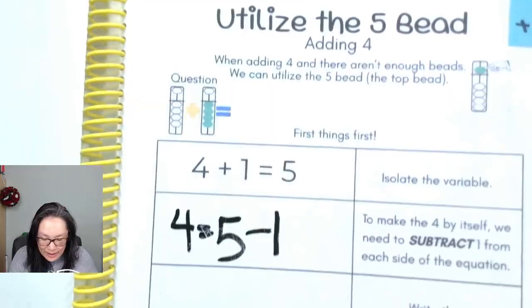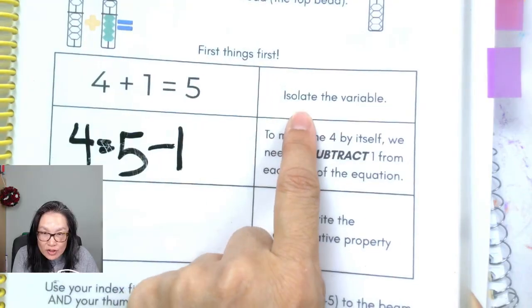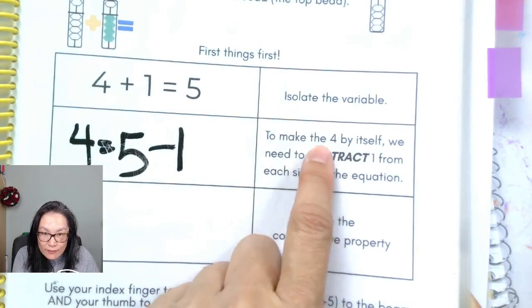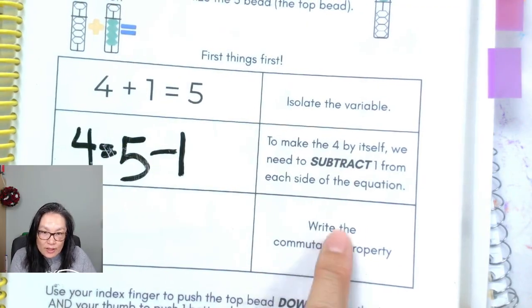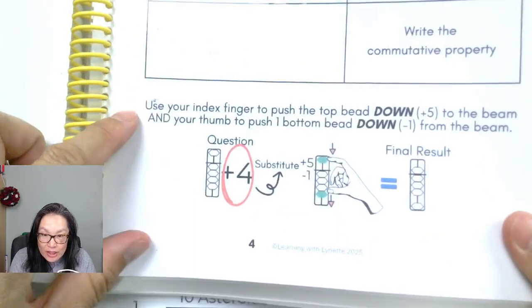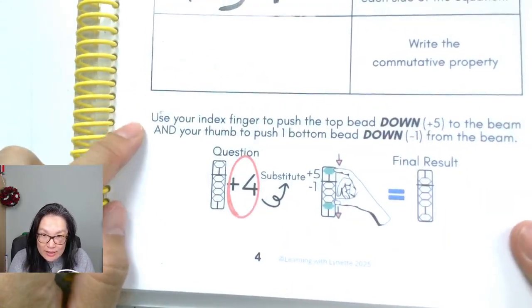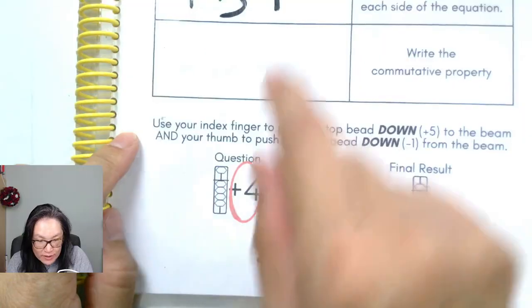Notice that? And this is all laminated, and you'll see that you'll have instructions to isolate the variable, make the 4 by itself, subtract on both sides, and then write the formula in the commutative property. And then after that, I show you how to do it on the abacus. So every one of them will tell you if I need to 4 plus the 4.